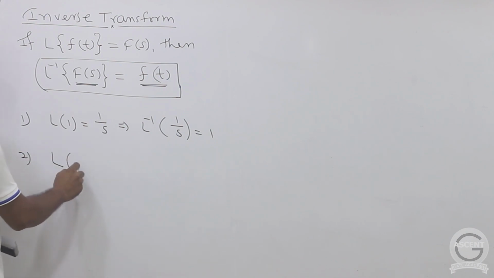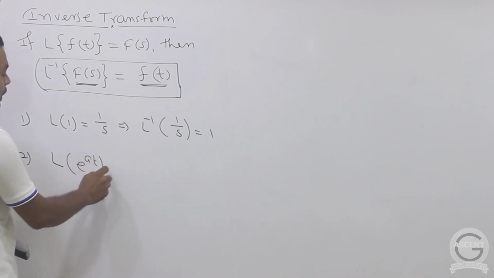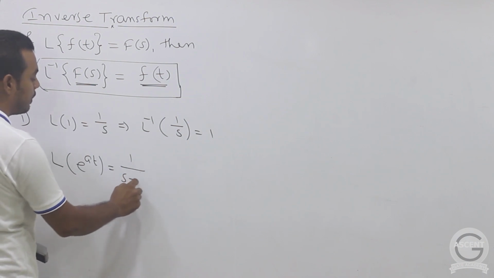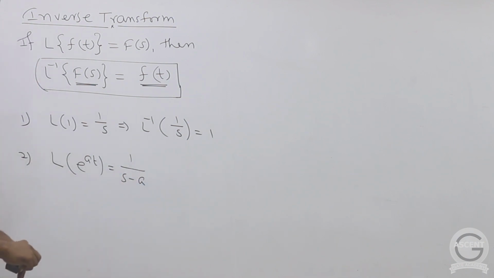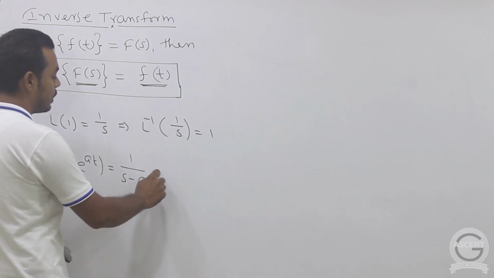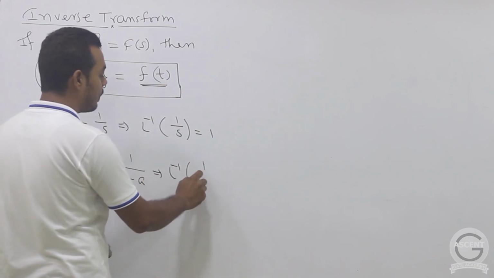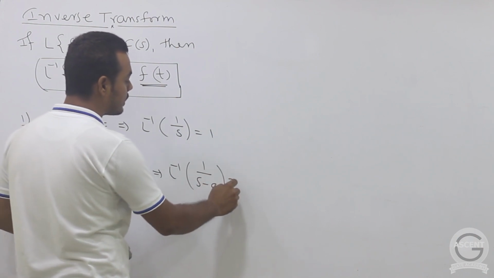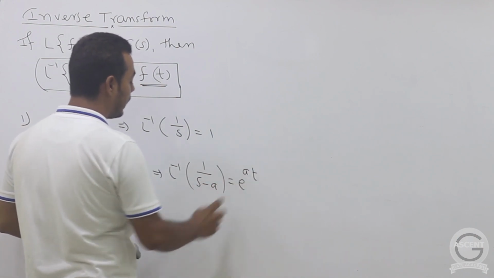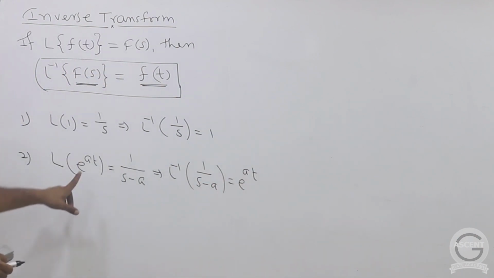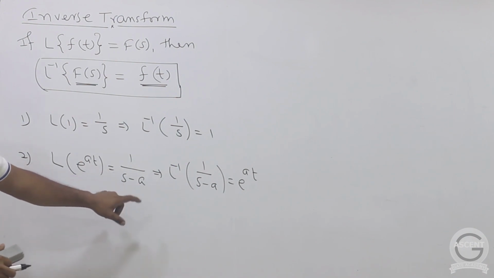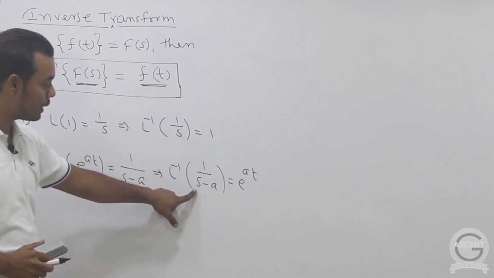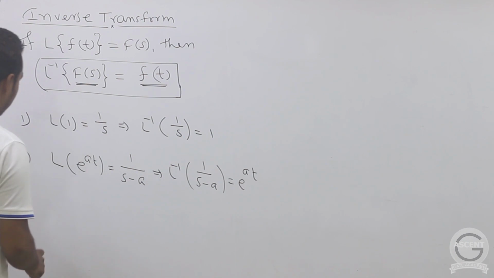The second one is, we know that Laplace transform of e^(at) was 1/(s-a). So this means inverse transform of 1/(s-a) will be e^(at). Transform of e^(at) is 1/(s-a), inverse transform of 1/(s-a) will be e^(at).